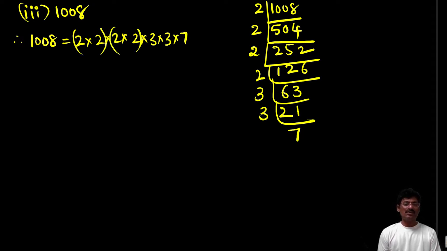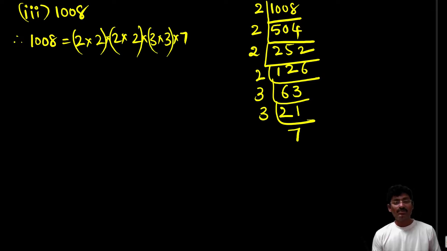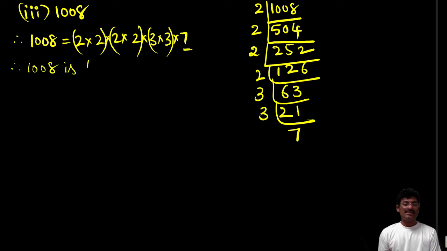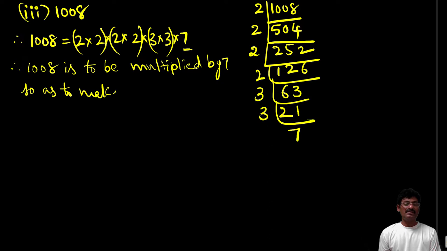So 2 times 2, 2 times 2, 3 times 3. Now where is the pair for 7? We don't have pair. So then what shall we do? Let us make it pair. To make it pair, we need to multiply this by 7, right? So that it will be paired. So therefore, 1008 is to be multiplied by 7 so as to make it perfect square.